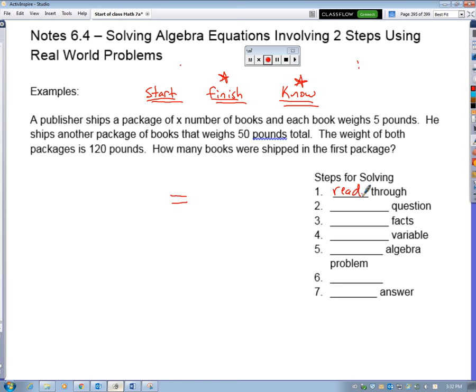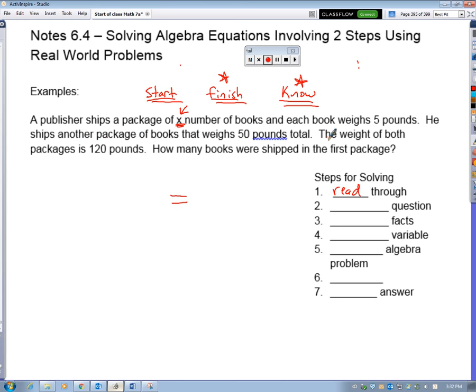Remember, you want to get a picture in your mind of what's happening when you do this. A publisher ships a package of X number of books, so they're already telling us the variable here. X number of books, this is our mystery number. We don't know what that number is yet, but we're going to find out. So a certain number of books, and each book weighs 5 pounds. He ships another package of books that weighs 50 pounds total.